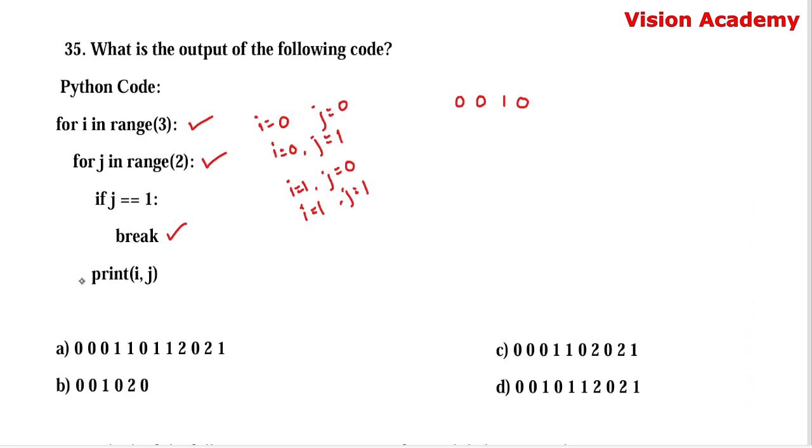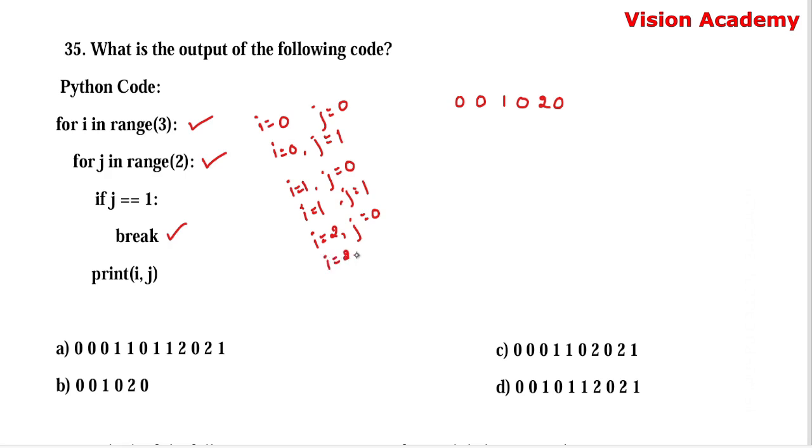Now once again, control transfers to the outer for loop by incrementing the value of i by 1. Now the i value is 2 and in the inner loop j is 0 once again. Is 0 equal to 1? No, the condition is false. Then the break statement will not get executed. It is going to print the values of both i and j. So the i value is 2 and the j value is 0. Now once again the control transfers to the inner for loop.